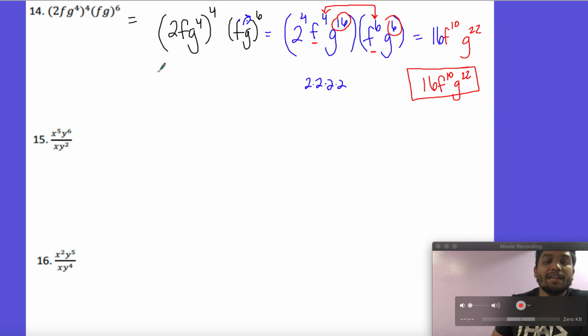Okay? And you'll see now here why learning your properties is actually pretty beneficial, because imagine having to write this out 4 times, having to write this out 6 times, and then counting everything. It just takes way too long.